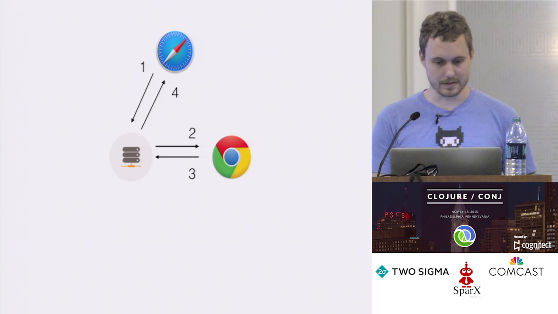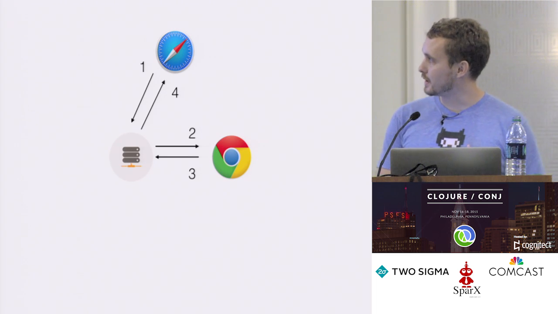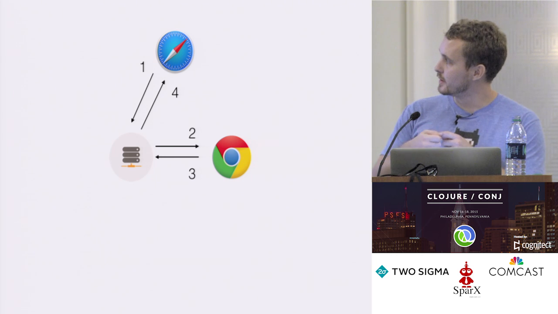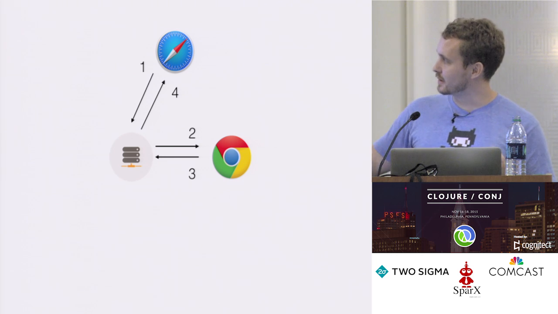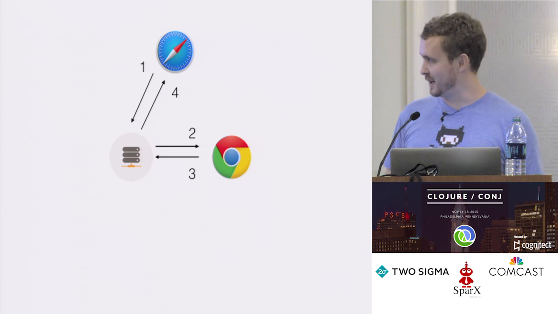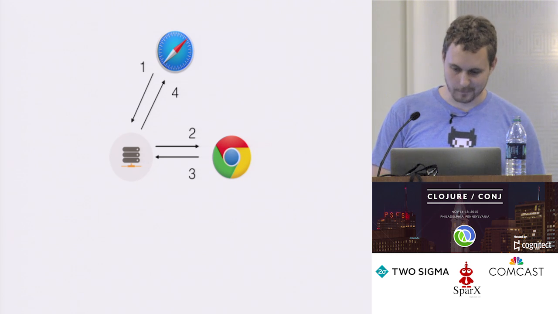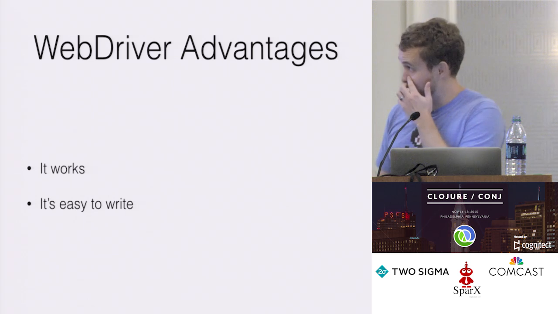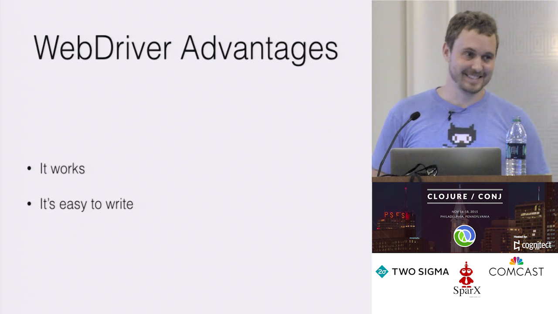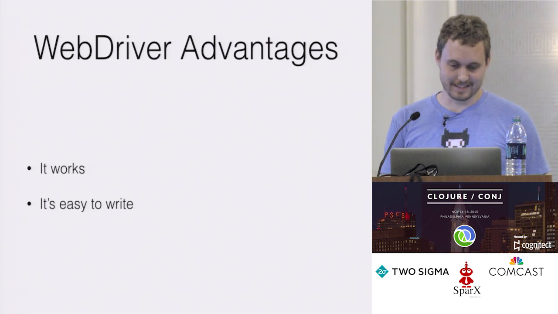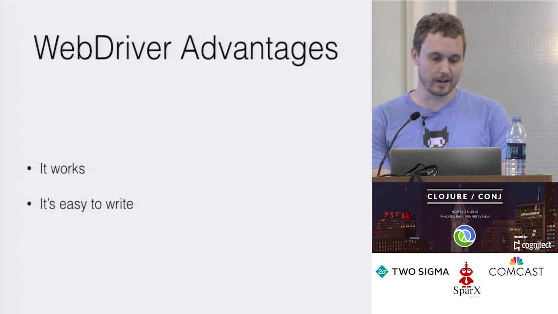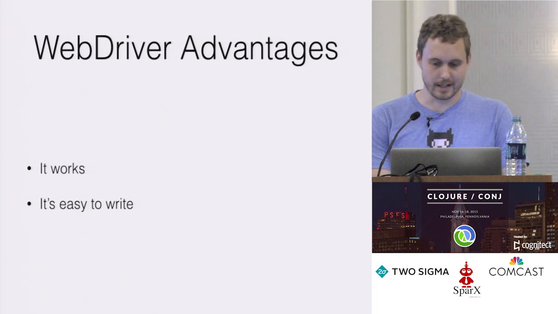So this looks kind of like this. So here we have Safari as the client, and then they're connecting to our server. Then we connect to Chrome, tell Chrome to get the page, load the page, grab the HTML, send it back. So the advantage of this, it works. It can actually do something. It's easy to write. It'll take you an hour or two.